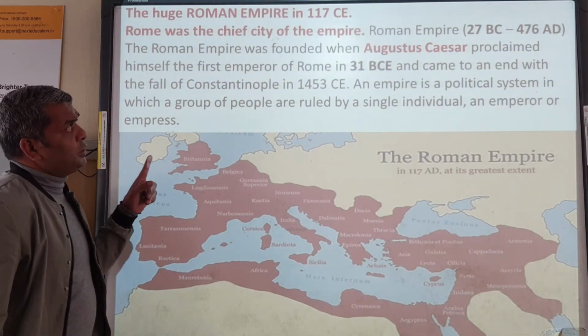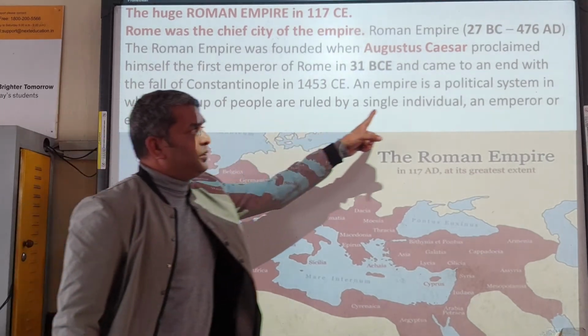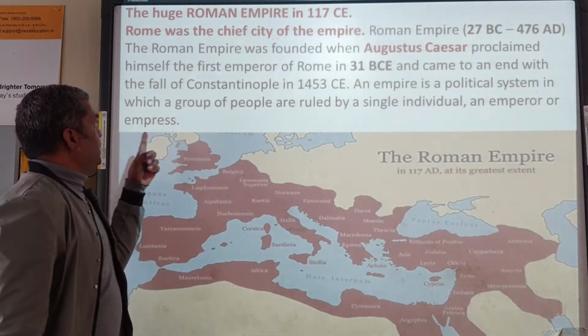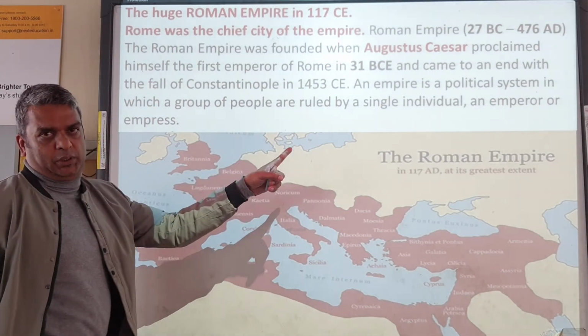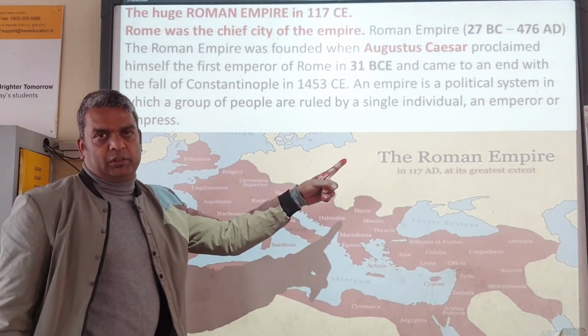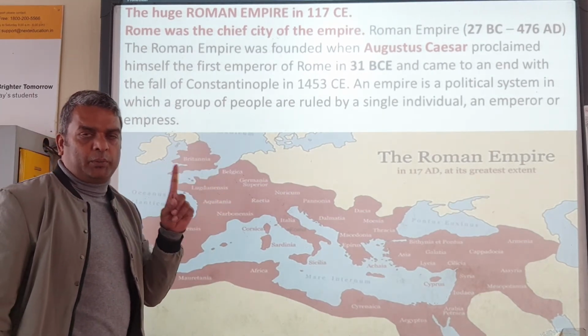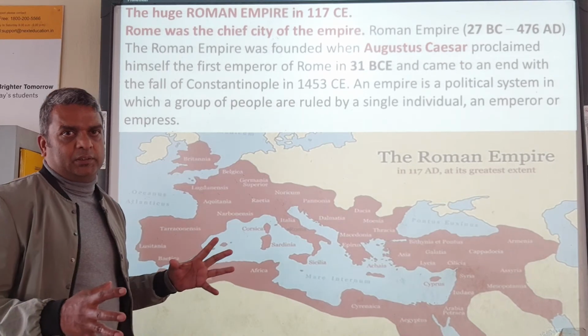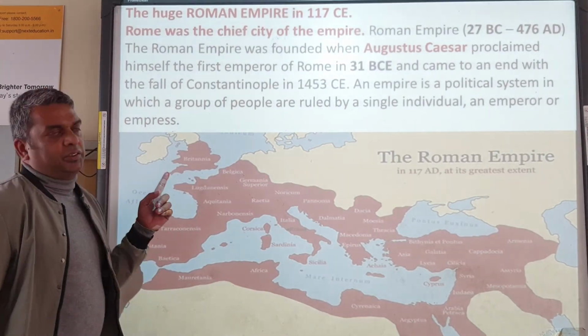Rome was the chief city of the empire. Now what does empire mean? Okay? An empire is a political system in which a group of people are ruled by a single individual, an emperor or an empress. Okay? When an emperor or empress rules, one person rules the whole place, dominates, then it is called an empire.